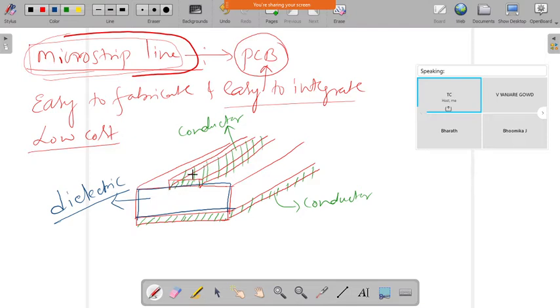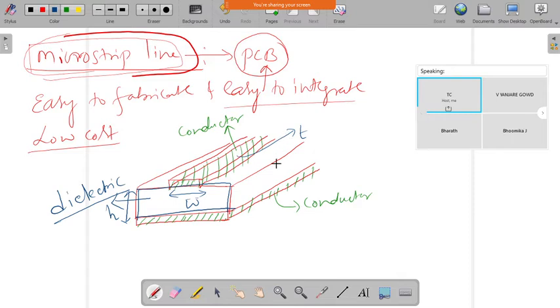There will be two conductors. This one is the conductor which carries the signal, and this is the ground plane. Through this dielectric the wave propagation happens. Now the width of this conductor is W, the height or thickness of the dielectric is H, and the thickness of the strip or conductor on top of the dielectric is T.